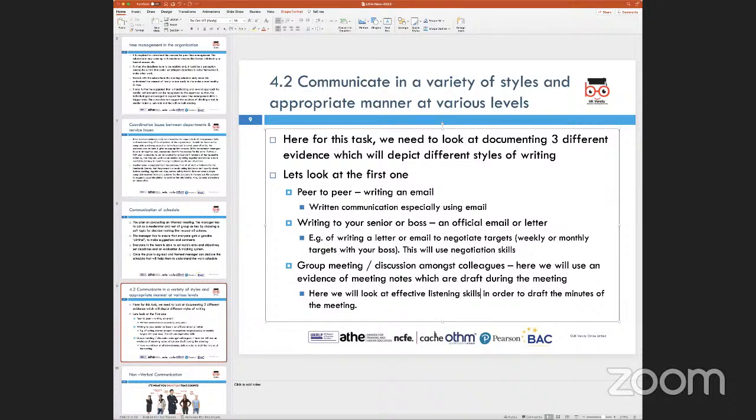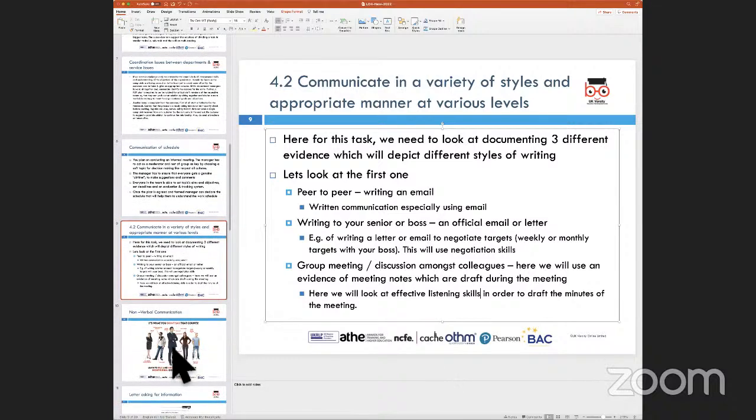In some cases, if you are part of a group meeting, or you've called a group meeting and you're discussing things with colleagues, we want to evidence something like the minutes of the meeting. The person asked to take the minutes needs certain skills, such as effective listening skills, to make sure everything discussed in the meeting is captured and then circulated to all the people relevant to that meeting, so they understand its objective.